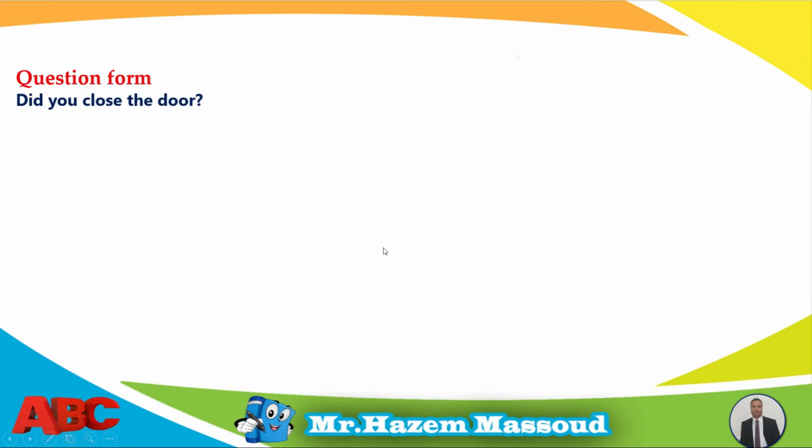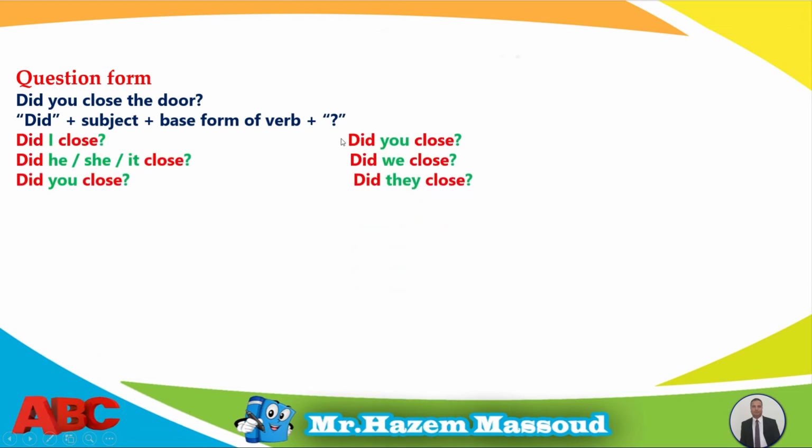Let's move to the question form of the past simple. For example, did you close the door? So in a question form, I start the sentence with did plus subject plus the base form of the verb, and don't forget to add the question mark at the end of the sentence. Did I close? Did he, she, it close? Did you close? Did we close? Did they close? So here I put did plus subject plus the base form of the verb, and at the end of the sentence I add the question mark.